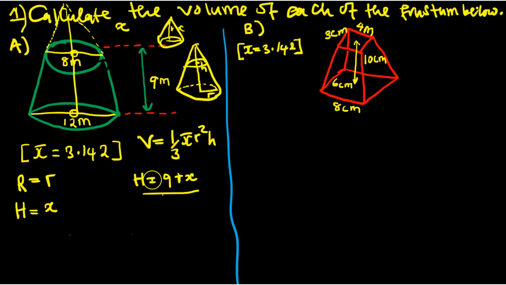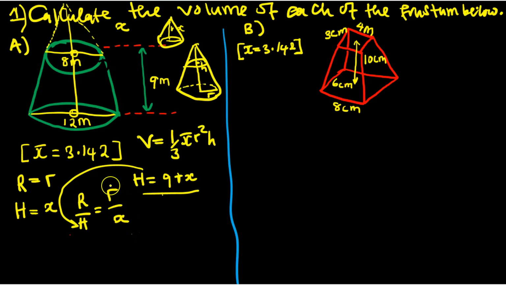Now how do you put it in the equation? You are going to have big radius divided by small radius equals big height divided by small height, which is the one we've called x. Remember this big height, we said, is 9 plus x, and this x we do not know.